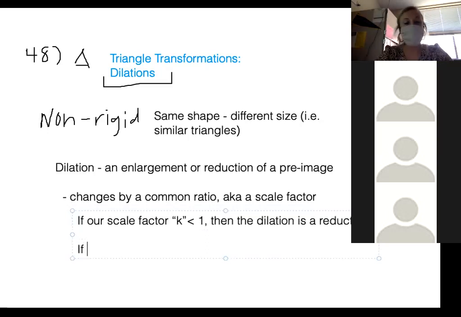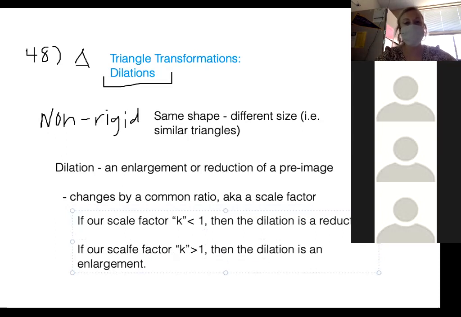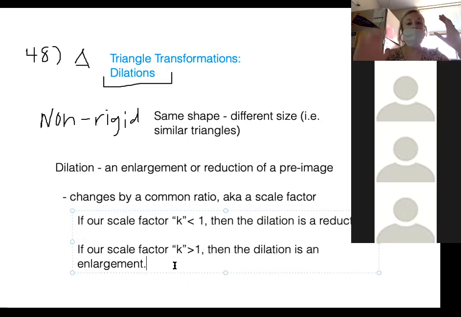So what do you think that means if our scale factor is bigger than 1? Good. What do we call that? Then the dilation is an enlargement. Very good. So if our scale factor is less than 1, we're reducing the size of the shape. You cut something in half, you make it smaller. Let's say the scale factor is bigger than 1, like 2. That means you're doubling the size of the shape, right? Very good.